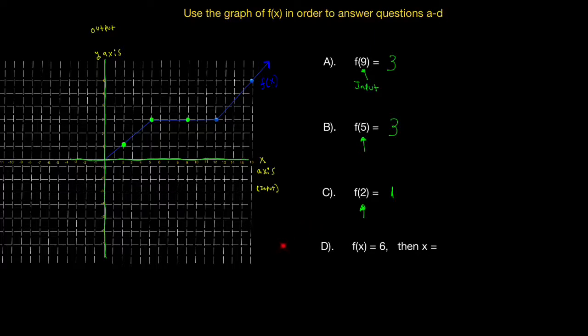This last part's a little bit different because this time we're not given the input. Instead, we're given the output. So we're given that the output is 6.